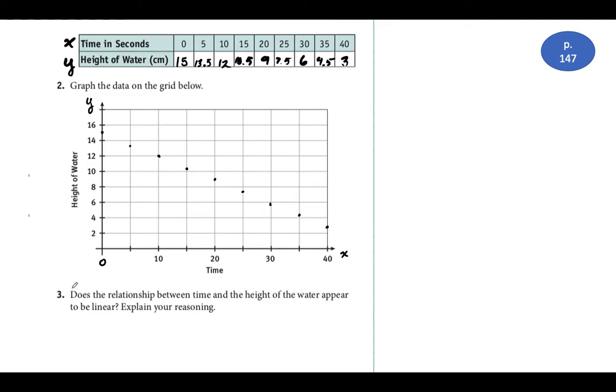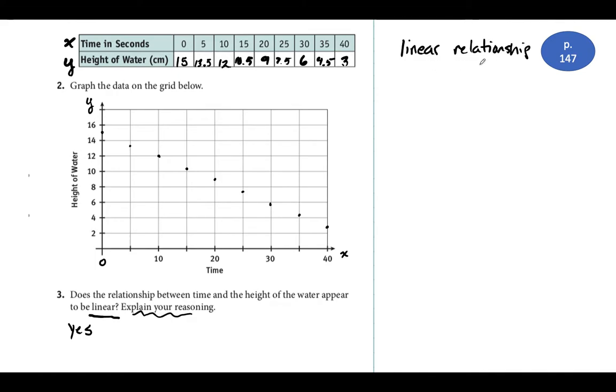The question is, does the relationship between time and height of water appear to be linear? Explain your reasoning. Well, I hope you said yes, it does appear to be linear. But explaining your reasoning, we have to know what the characteristics of a linear relationship are. When we find a pattern between an input and an output, we call that a relationship. And there are a lot of relationships out there in math.